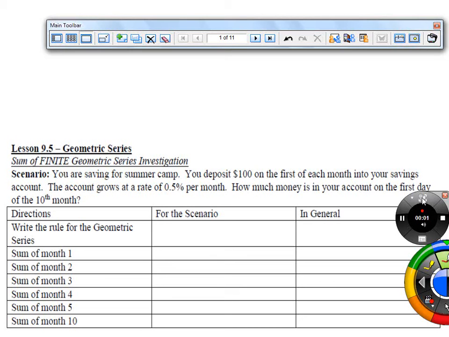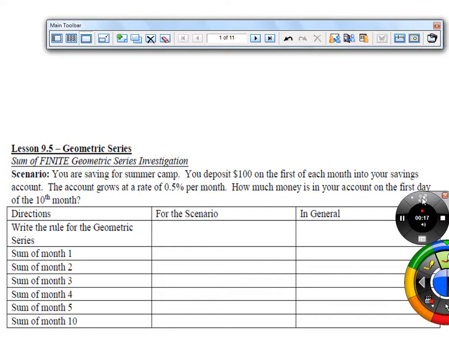Scenario: you're saving money for summer camp. You deposit $100 on the first of each month into your savings account. The account grows at a rate of 0.5% per month. How much money is in your account on the first day of the 10th month?